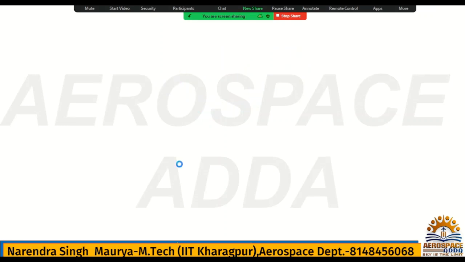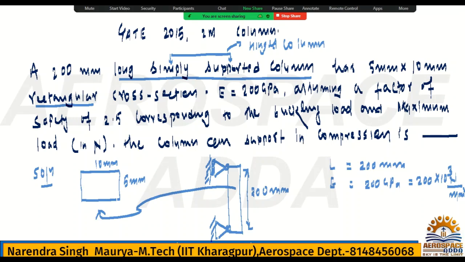Now one more thing they have given here in the problem, the factor of safety, FOS. I had explained what the factor of safety is in my previous lecture and how to relate the ultimate or maximum loading and working loading with this factor of safety. Corresponding to the buckling load and maximum load, it is mentioned here. The column can support in compression is. So basically what they are asking, can support means what maximum compression load it can support.